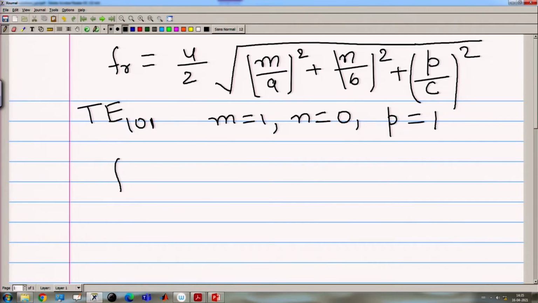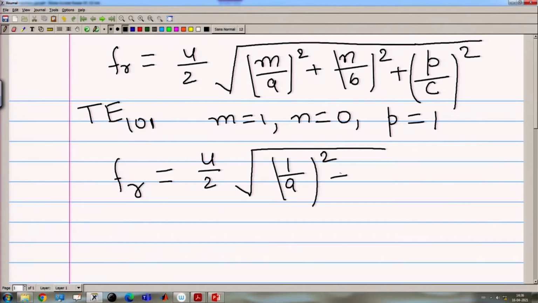For this case, Fr it will be, and this is air filled. Air filled means U equal to C, that means 3 into 10 to the power 8 meter per second. Fr equal to U by 2 and this will be a square root of, m is 1, p is 1, so 1 by a whole square plus 1 by c whole square.